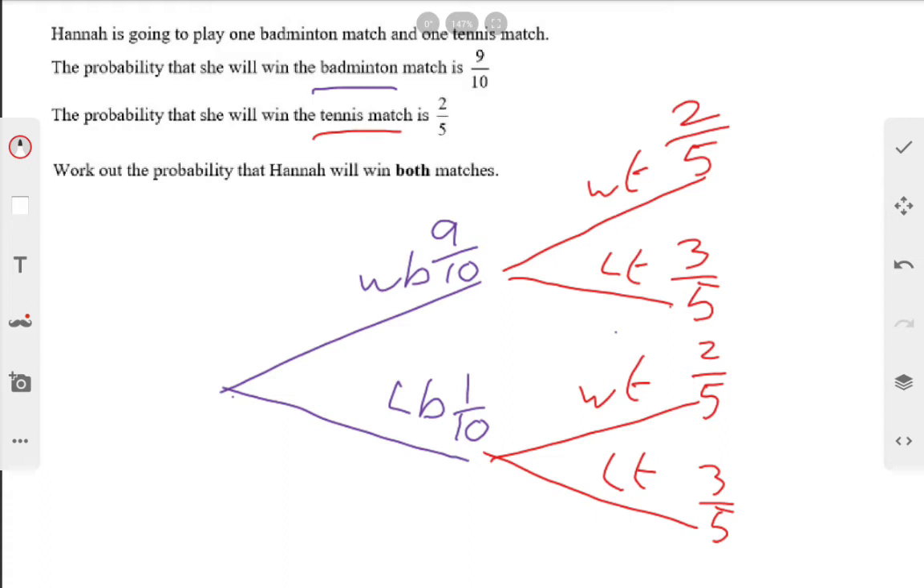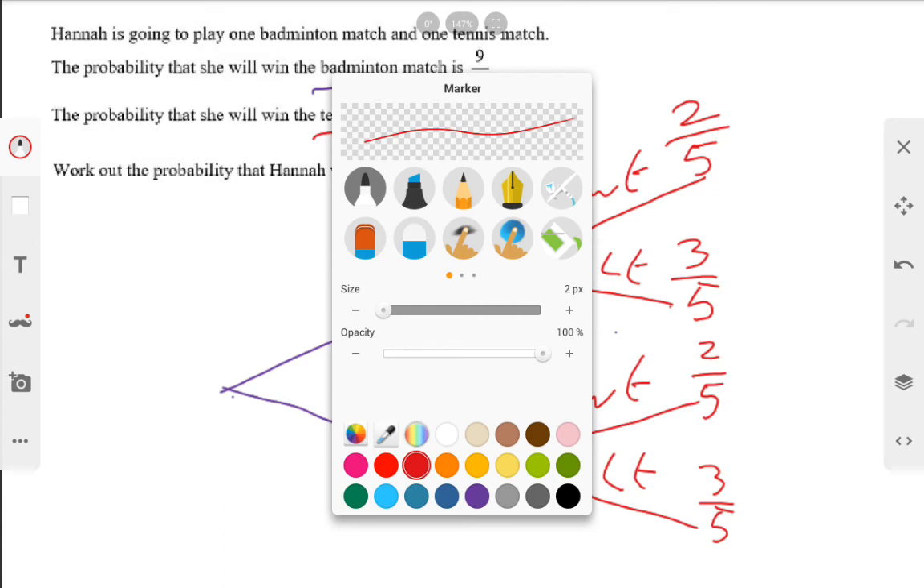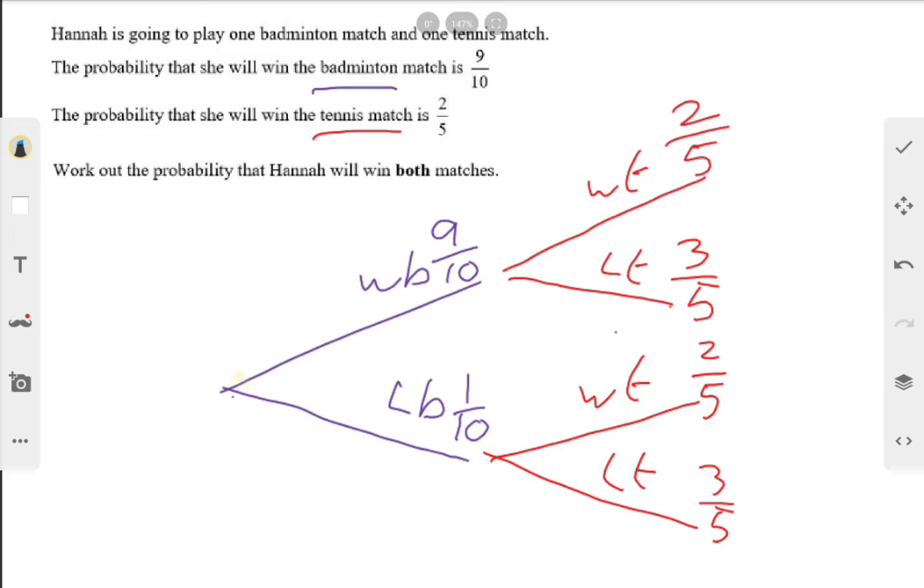Now the question asks us, now that we have the tree diagram, what is the probability that Hannah will win both matches? So there is only one outcome which gives us both of these. If we look along this line, this one wins badminton and this one wins tennis. That is the only outcome we need from our tree diagram. Sometimes it asks for multiple outcomes. If it asked us if it was one win, no matter what match, there would be multiple outcomes. But in this case, it's only one.